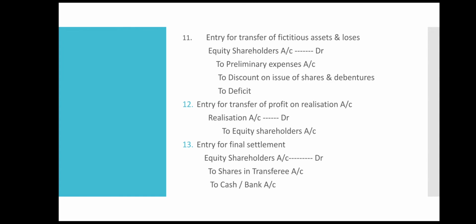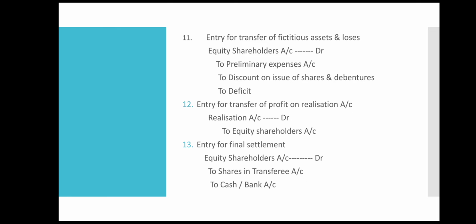Next entry is for transfer of fictitious assets and losses. Just like they are taking the profits of the company, if there are any losses in the form of fictitious assets, even that will be transferred to the equity shareholders account. So let us see what is the entry. Equity shareholders account debit to preliminary expenses account, to discount on issue of shares and debentures, to deficit.